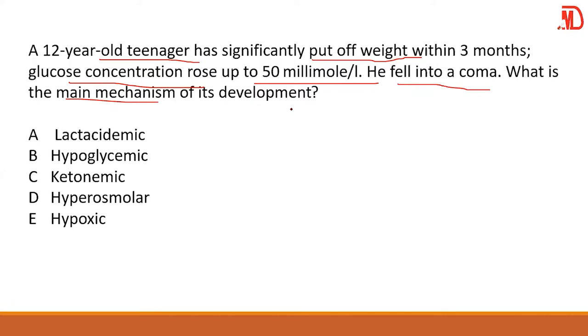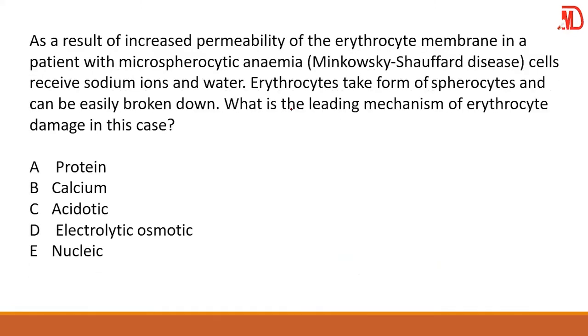The first question was, we did it. So this is D, hyperosmolar. As a result of increased permeability of the erythrocyte membrane, so that means the membrane is faulty, right? The patient developed what? Microsclerocytic anemia. So this is a membrane pathology, a membranopathy, right?